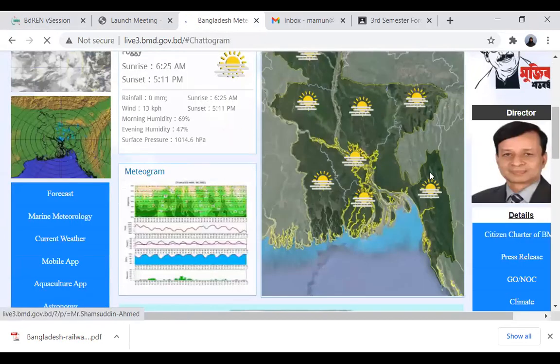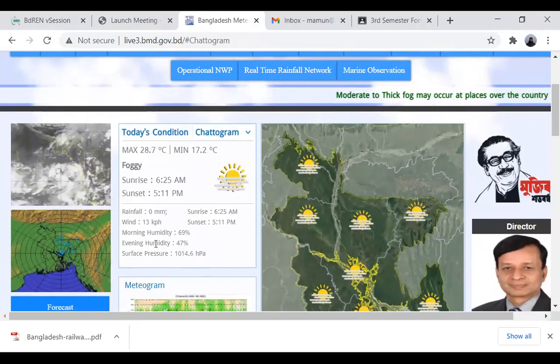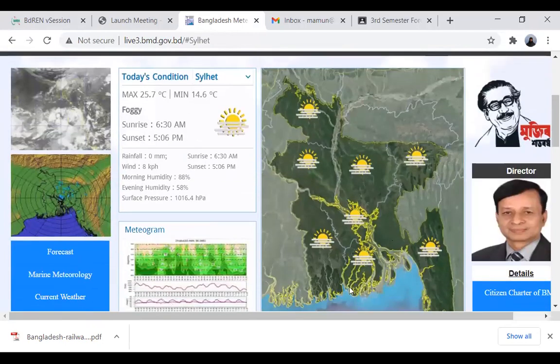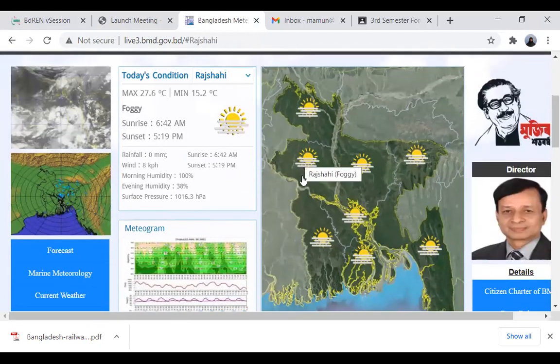If you see in here, there is a map and there is a little description about particular areas. And we have all our divisions in here. If you put your cursor on any of them, you'll get the answers. For example, what would be the condition of Chattogram today? You can see, first of all, the maximum and minimum temperature, 28.7 degrees and 17.2 degrees. So you can understand the range of the temperature today.